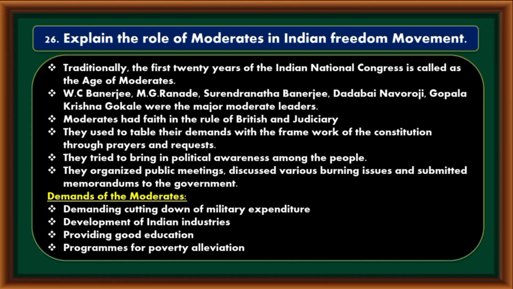They tried to bring political awareness among the people. They organized public meetings, discussed various burning issues and submitted memorandums to the government. Demands of the moderates: cutting down of military expenditure, development of Indian industries, providing good education, programs for poverty alleviation.